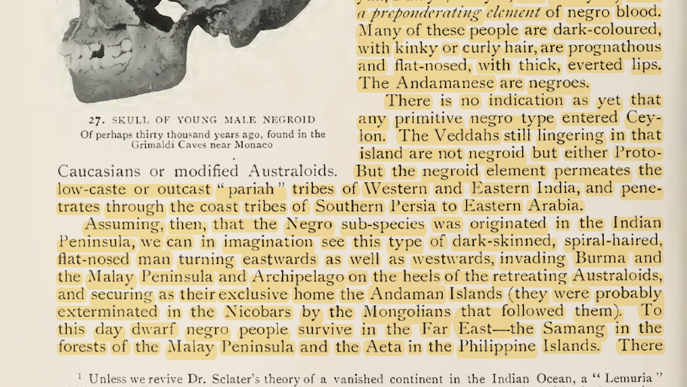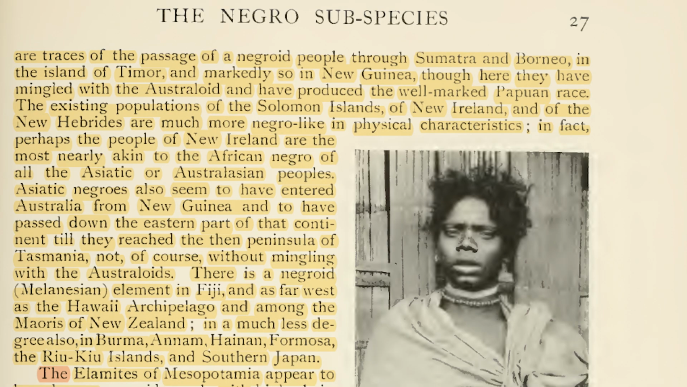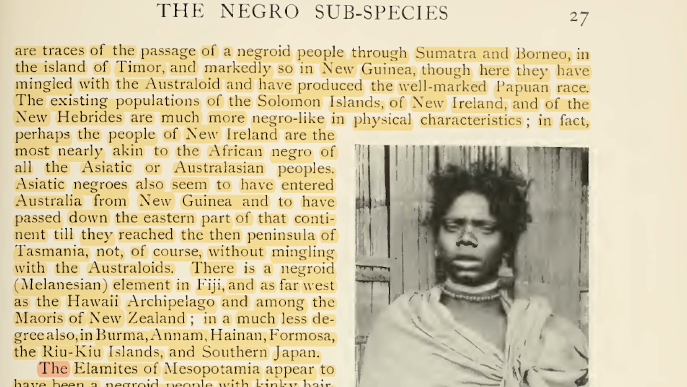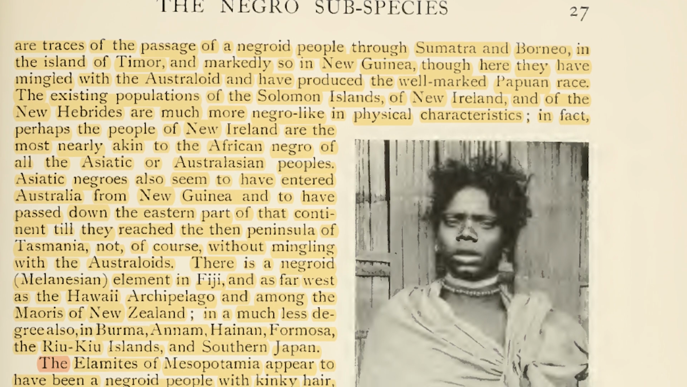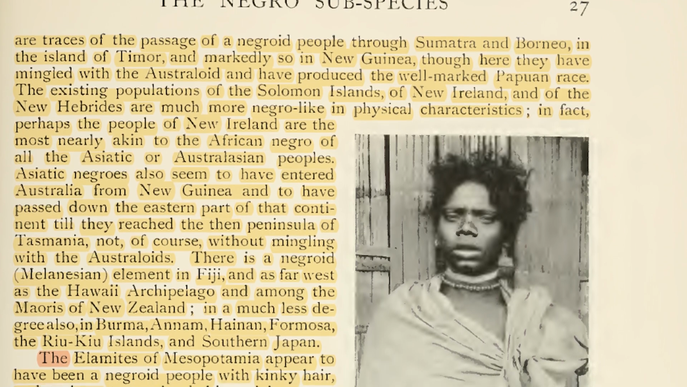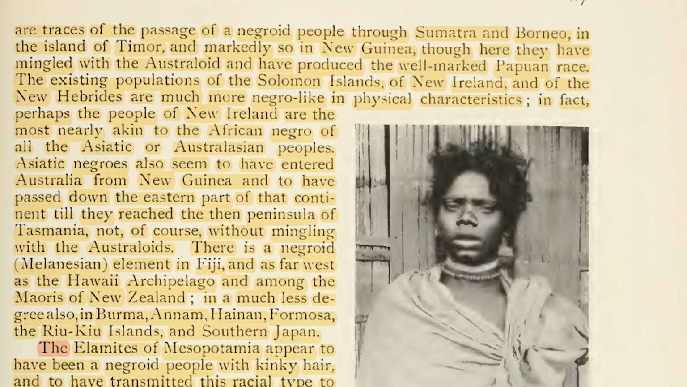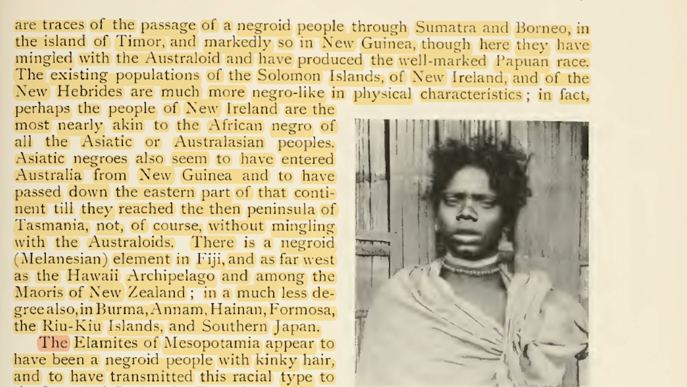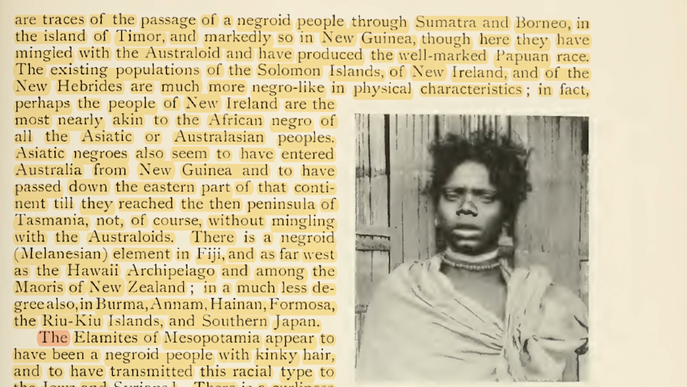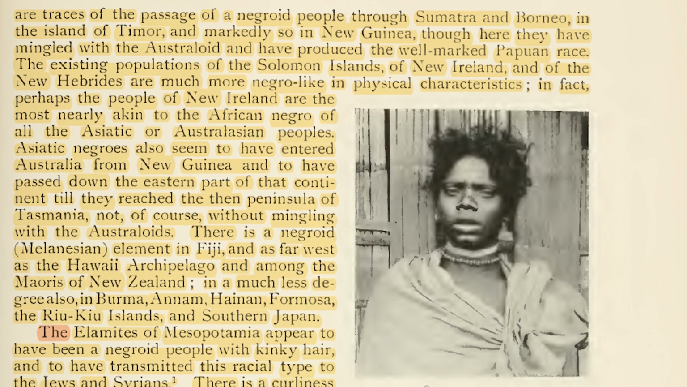To this day, dwarf Negro people survive in the Far East, the Samang in the forests of the Malay Peninsula, and the Ayeta in the Philippine Islands. There are traces of the passage of a Negroid people through Sumatra and Borneo, in the island of Timor, and markedly so in New Guinea, though here they have mingled with the Australoid and have produced the well-marked Papuan race.